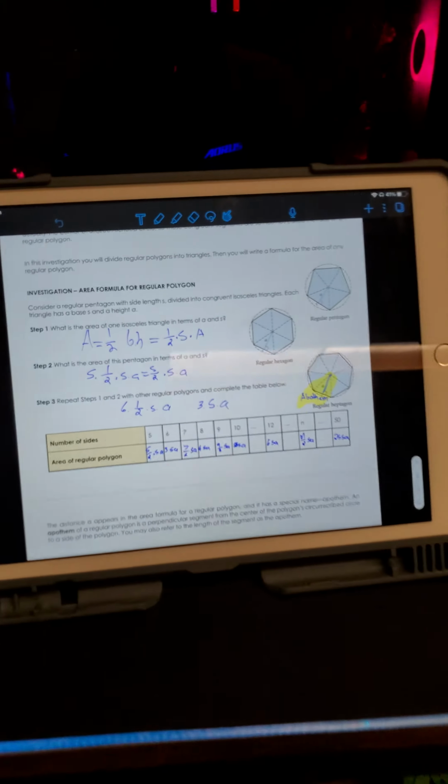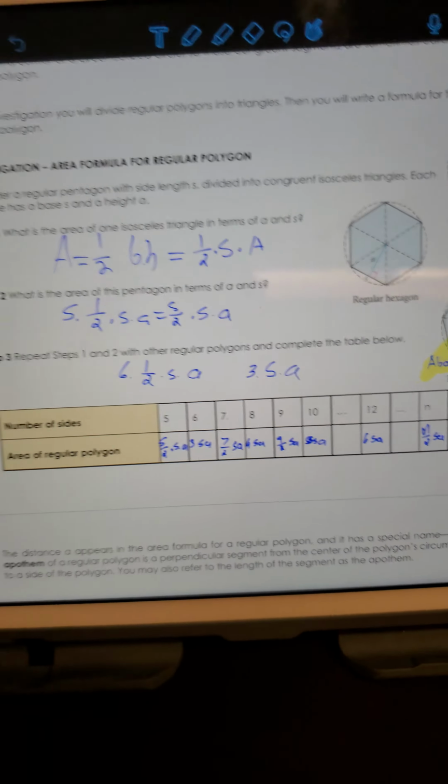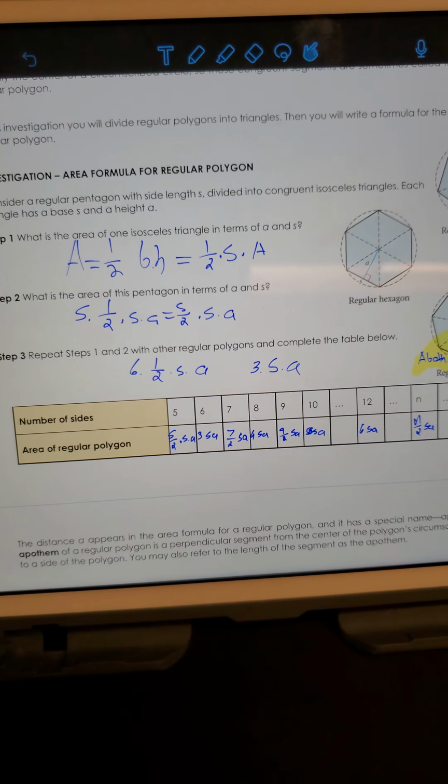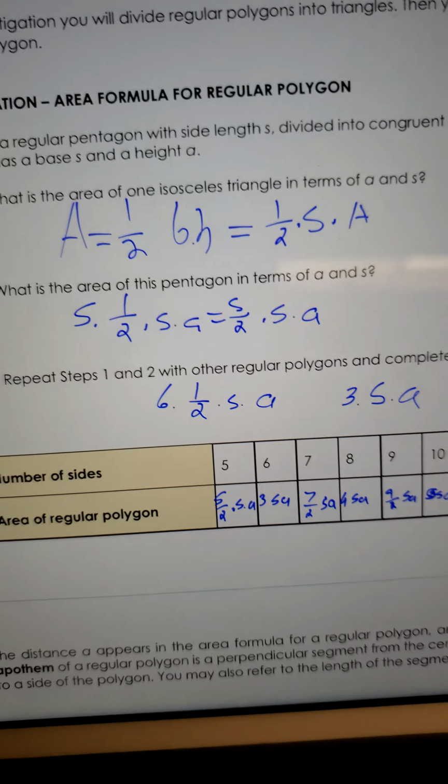This is a quick video about how to find the area of a regular polygon. Well, there's two ways you can think about it. We'll start with the complex way. I know you hate that, but we'll start with it.